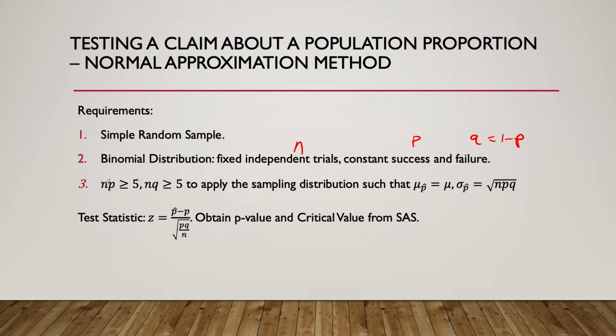The number of successes, n times p, has to be at least 5. The number of failures, so n times q, must be at least 5. To apply the sampling distribution such that the mean of the sampling distribution of p hat is equal to the population mean, and the standard deviation of the sampling distribution of p hat is equal to the square root of n times p times q. The test statistic is z is equal to p hat minus p divided by the square root of p times q divided by n. And we want to obtain the p-value and the critical value from SAS.